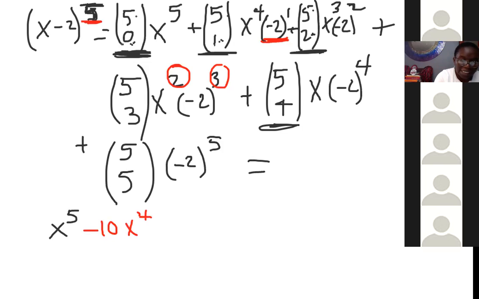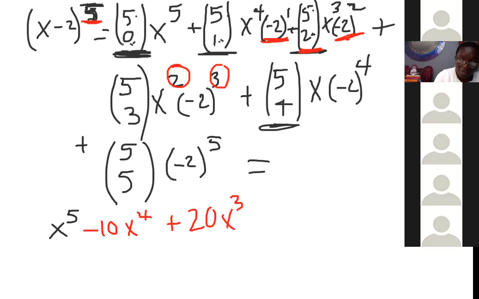Now for the third term, we're going to do 5 choose 2, and then multiply it by the -2 to the 4th. And this is going to be an addition. 5 choose 2 is going to be 10. 10 times 4 is going to give you 20x to the 3rd.